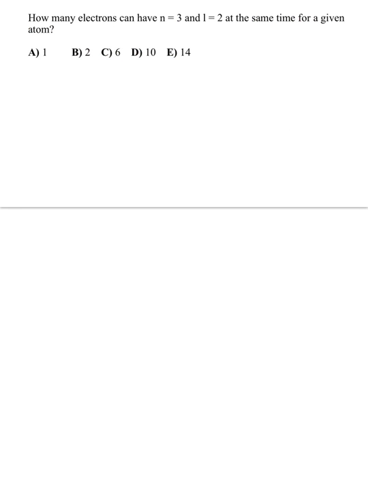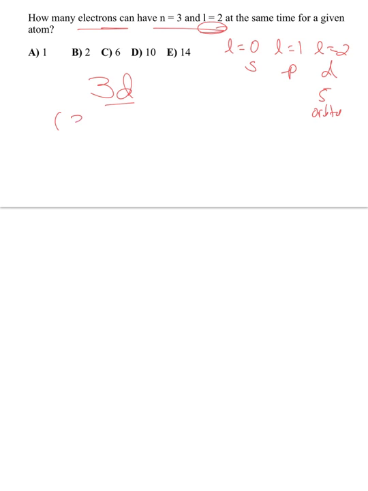Okay, how many electrons can have n equals 3 and l equals 2 at the same time for a given atom? So you're looking at 3, and what's l? l equals 0 is s, l equals 1 is p, l equals 2 is d, and you have 5 orbitals. So we're talking about a 3d, so you're talking about every quantum number that can have a 3, 2.